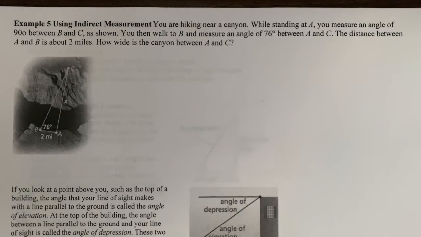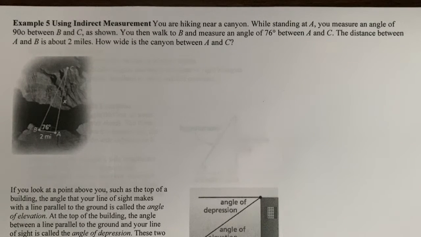In example 5, you're hiking near a canyon. While standing at A, you measure an angle of 90 degrees between B and C, as shown. You then walk to B and measure an angle of 76 degrees between A and C. The distance between A and B is about 2 miles. How wide is the canyon between A and C?